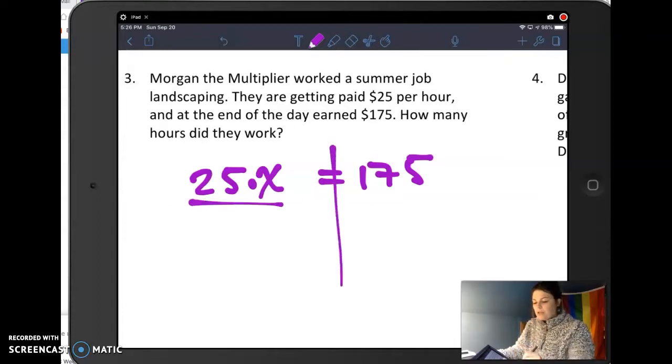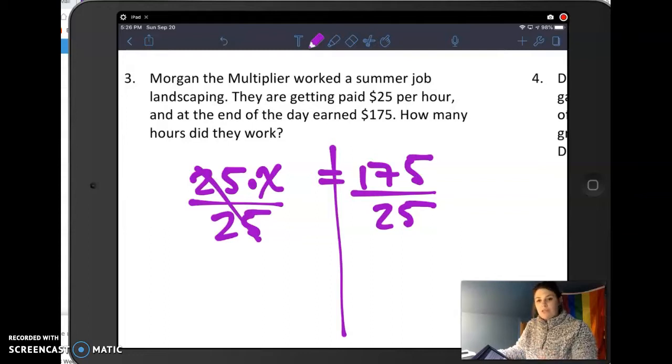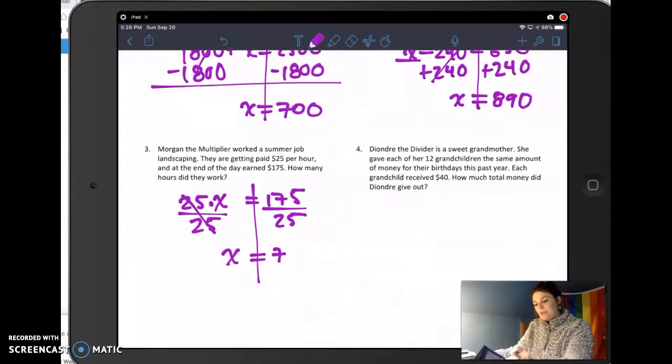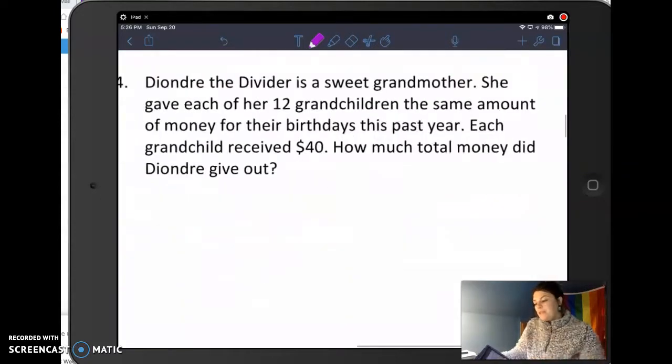And then we show solving this by dividing by 25. So show division by putting the numbers on top and bottom like a fraction. Now the x is free to go, and we just did the division to get 7. 7 hours of work. All right, DeAndre the divider is a sweet grandmother.